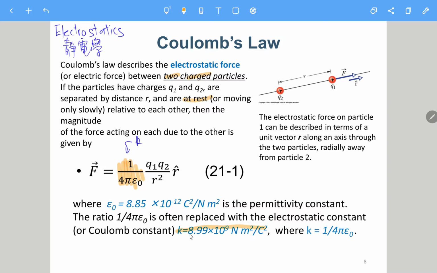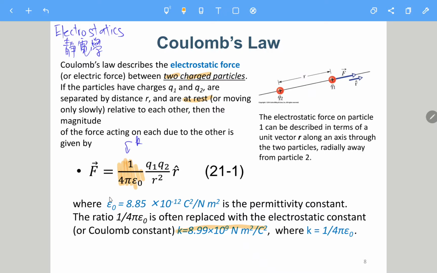K is actually 8.99 times 10 to the 9th power, with these SI units. Usually I don't remember it; in the exam or quiz, I will just provide it to you. You don't really need to remember the numbers. But actually, I already remember it because I have taught this course for several years. So this is K, which is 1/4 pi epsilon naught. Usually it will appear like this for the whole term.